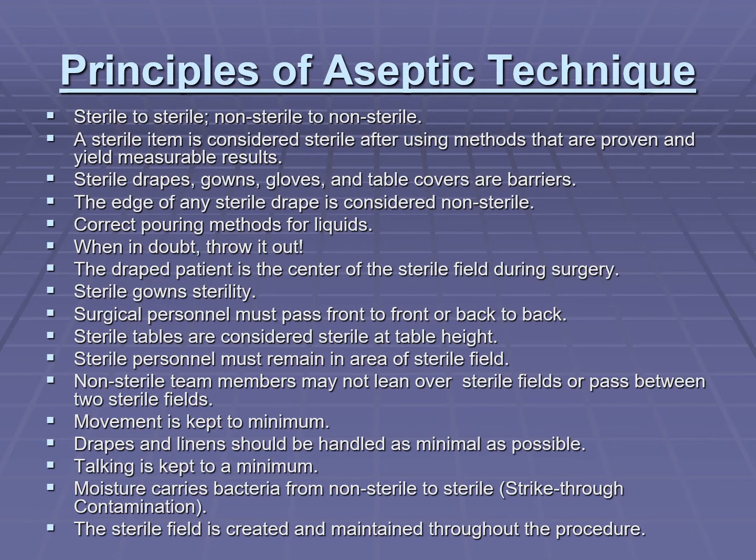The principles and practices of aseptic technique are listed starting on page 149, and in this textbook there are 16 of them. And we have already gone over them as we went through our micro class. But I will just run through them quickly here, starting with sterile touches sterile and non-sterile touches non-sterile. Again, if a sterile item touches a non-sterile item, that would be considered a contamination.